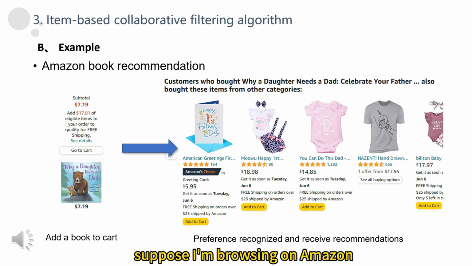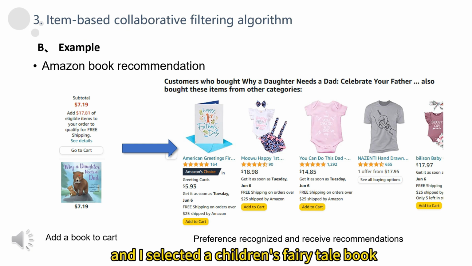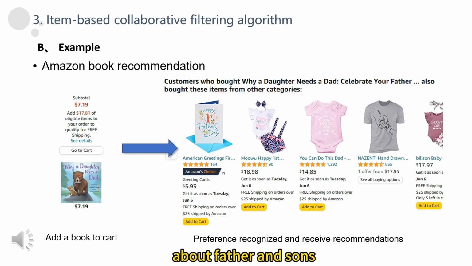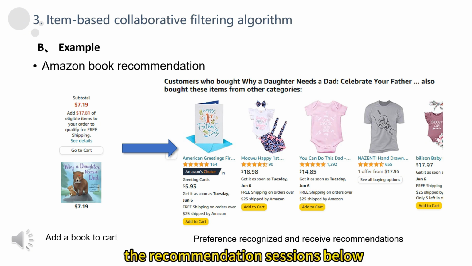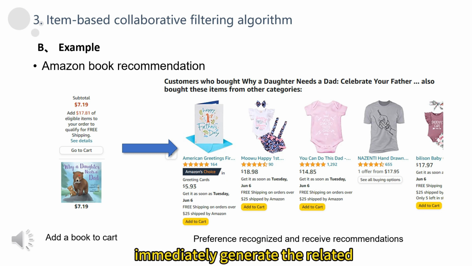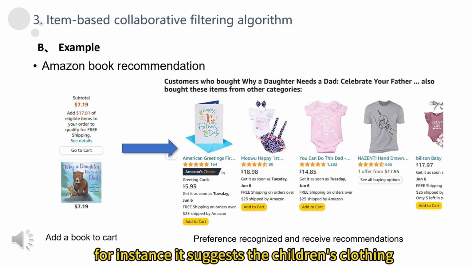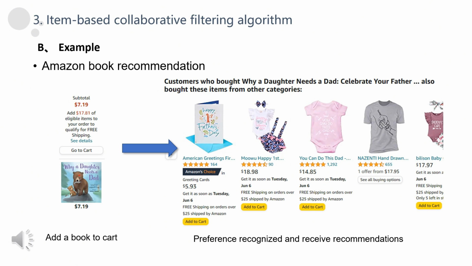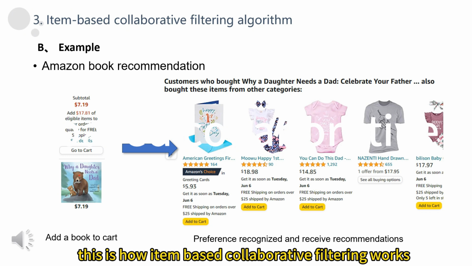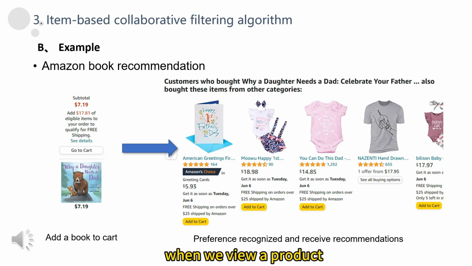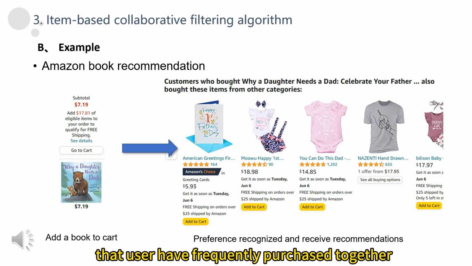Suppose I'm browsing on Amazon, and I selected a children's fairy tale book about father and sons. When I navigated to the books page in my shopping cart, the recommendation sections below immediately generate the related product recommendations. For instance, it suggests children's clothing and holiday cards with a father-son theme. This is how item-based collaborative filtering works. When we view a product, it shows us other items that users have frequently purchased together.